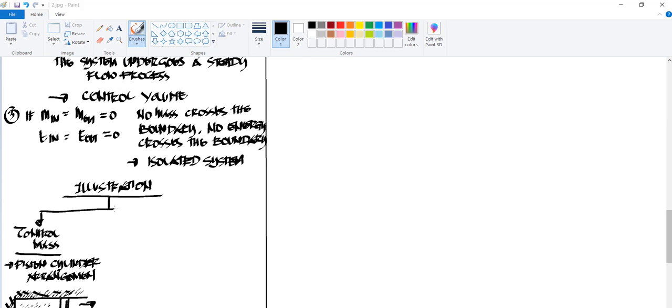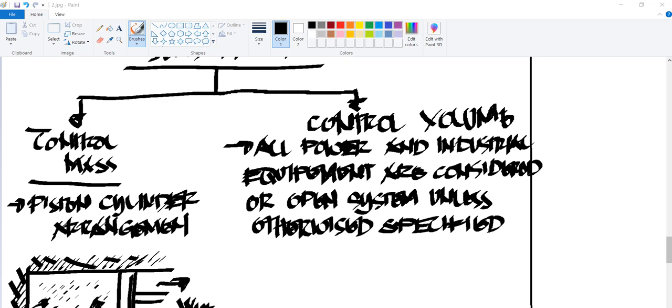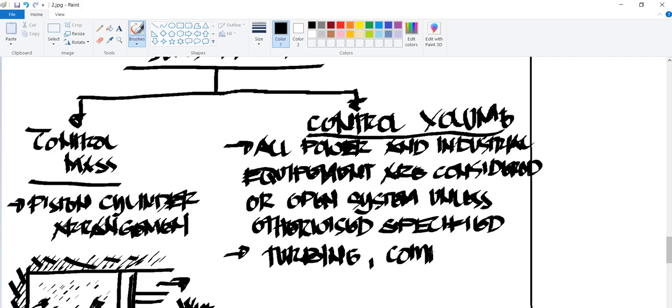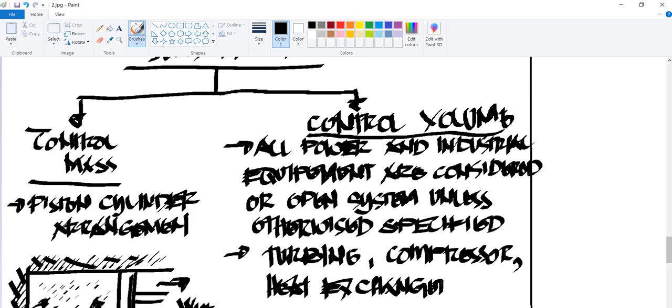Okay, so let's go back here to the control volume. So let's discuss the control volume. For the control volume, all power and industrial plant equipment are considered open systems, unless otherwise specified. So we have, as samples, your turbine, compressor, heat exchanger, then also nozzles. Those are the examples.